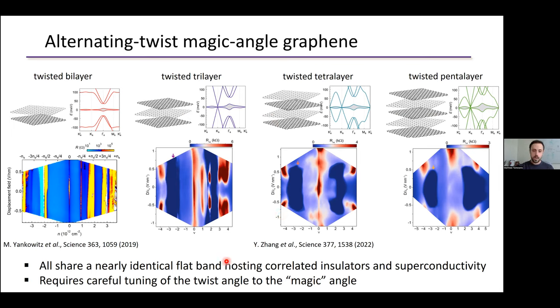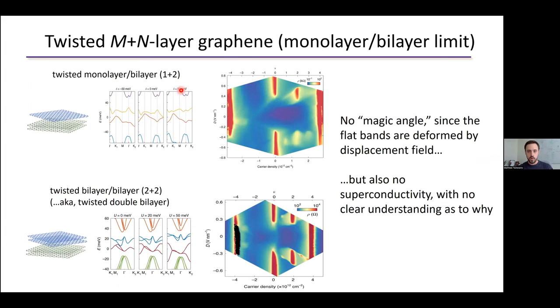All of them require careful tuning of the twist angle to the magic angle to get this band to be very flat so that we can expose its physics. So in contrast, these twisted M plus N layer structures, where M is the number of graphene layers in the top and N is the number of graphene layers in the bottom, also share commonalities amongst the systems that we've studied so far.